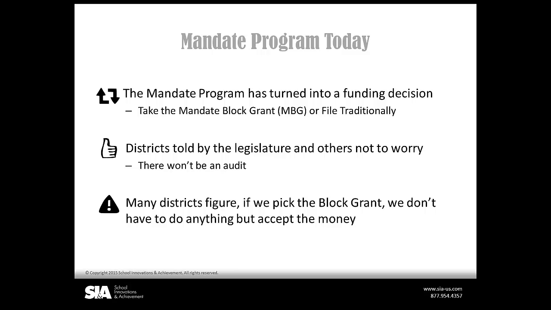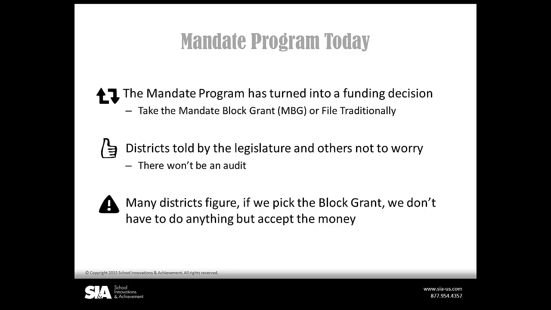Now, the mandate program today is really viewed as a funding decision. If you remember back in the 12-13 fiscal year, the state created a second method of receiving mandate money, and that was the block grant. So it's really become a decision to either take the block grant or file mandates traditionally, and this is a decision you make every year in August.